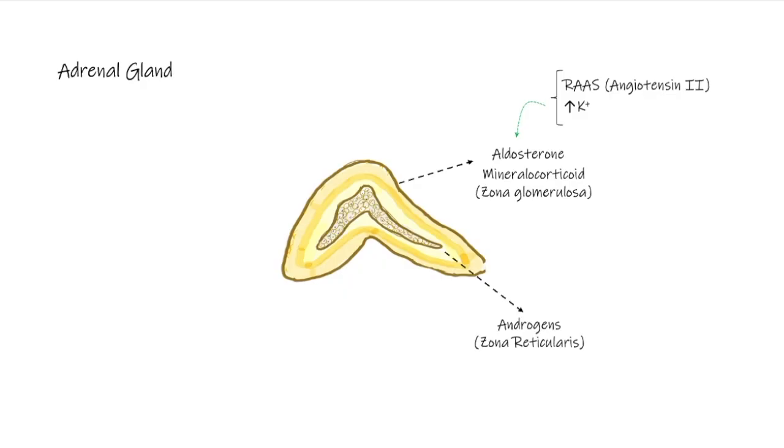The zona reticularis, which is the innermost layer of the cortex, produces adrenal androgens. The zona fasciculata, which is the middle layer, produces cortisol, the major glucocorticoid. The adrenal medulla produces catecholamines, particularly epinephrine and norepinephrine. For this lecture, our main focus will be the zona fasciculata and cortisol.